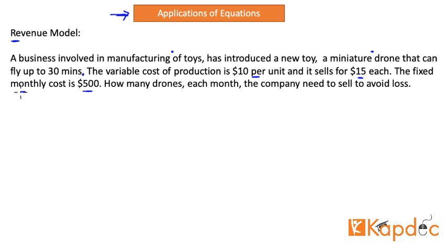The fixed monthly cost means that it will not change with how many units you produce. Even if you produce 0 units, you still have to pay $500 each month. Consider this like a rent of your production house, okay?